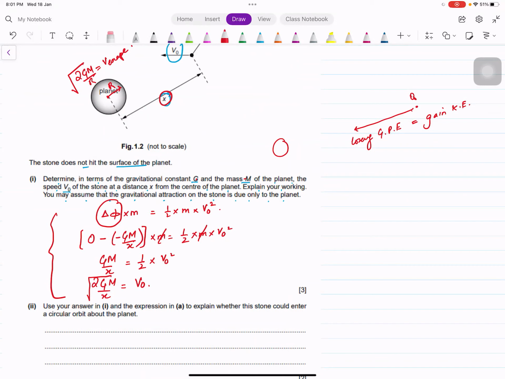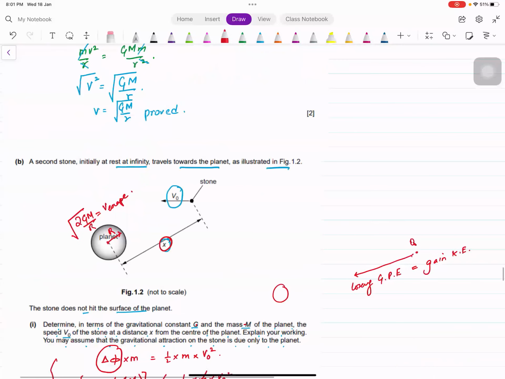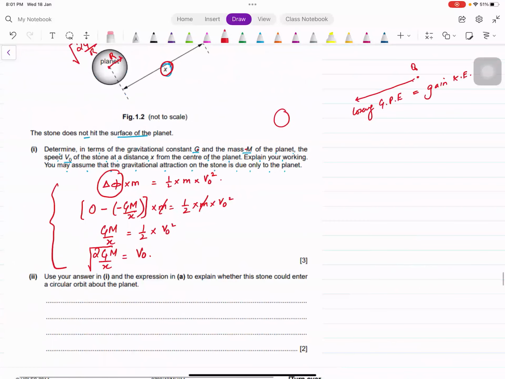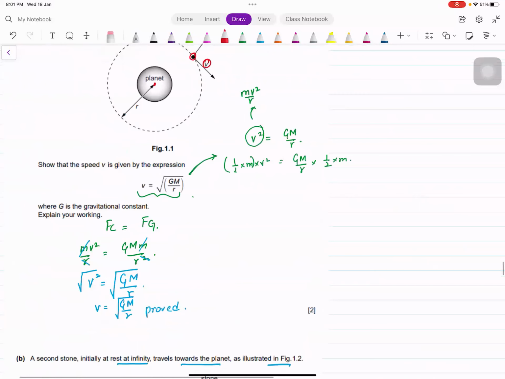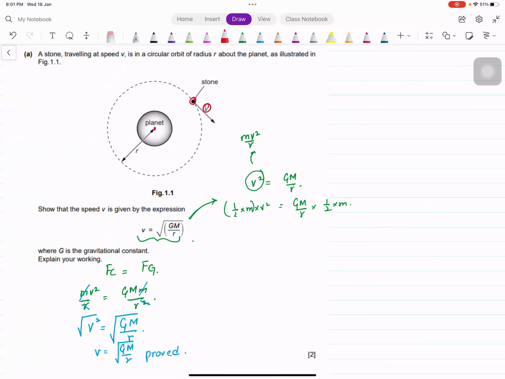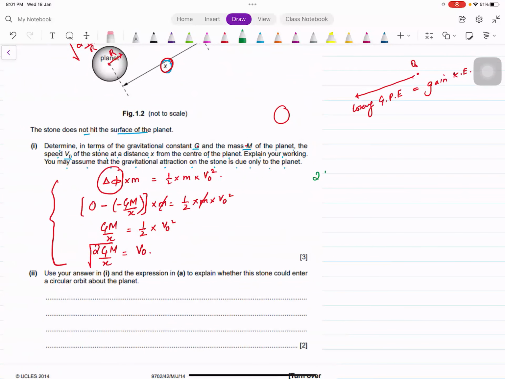Okay. The next thing it's asking us, which is very, very important, it says use your answer in part I and the expression in part A to explain whether this stone could enter a circular orbit about the planet. Can we go back? Where is I? Use your answer in I. And A. All right. So it asks, can it enter the orbit that is here? That's the question. Now we have two equations. We have one equation as the square root of 2GM over x, which is equal to v naught.